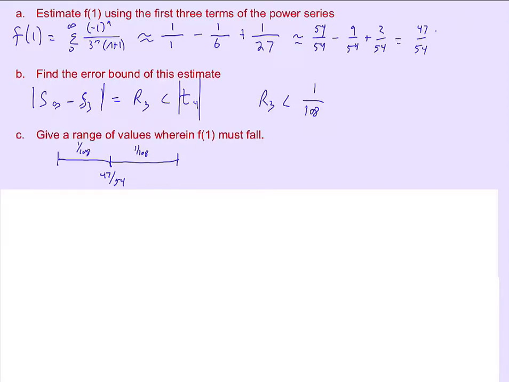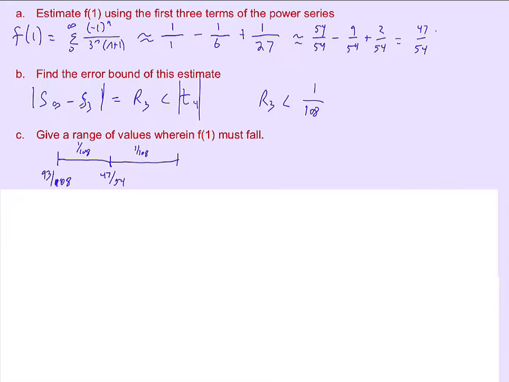which means that the lowest possible number that f of 1 could be is 47 over 54, which, it's convenient we have common denominators, pretty easy here, 94 over 108 minus 1 over 108 is 93 over 108.